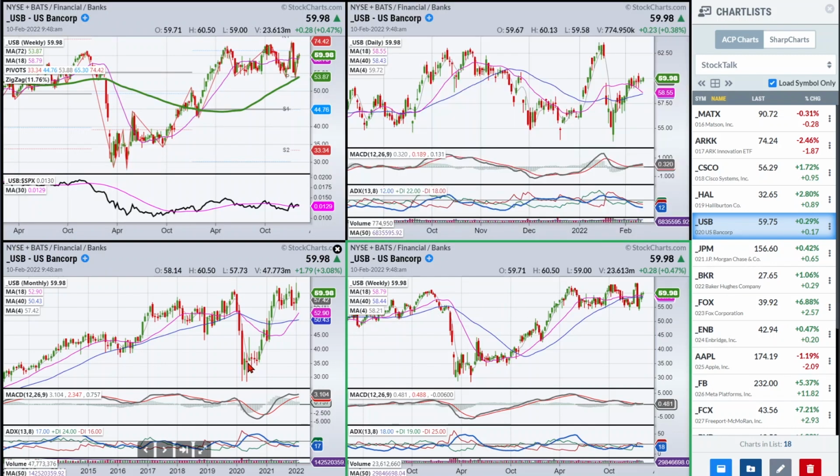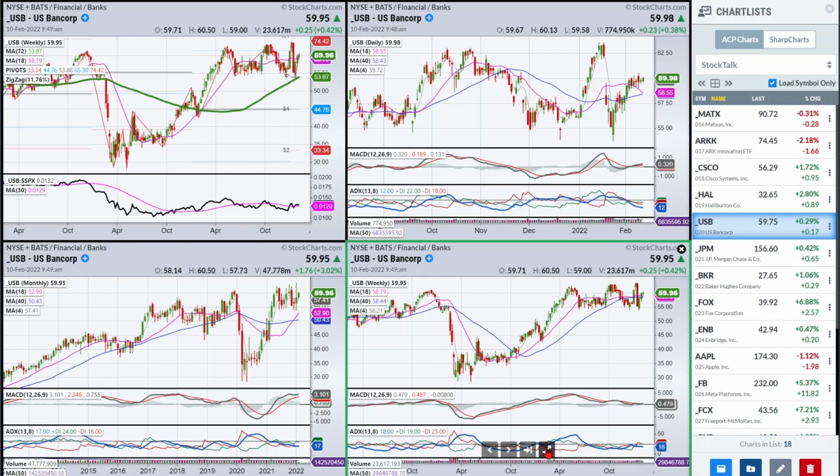USB has reached the breakout area and then paused, and it's just been working sideways. Now, this last pullback was pretty harsh with the gap down and everything, so I would probably like to see this overcome 62.5 again before I would really be looking to be a buyer.